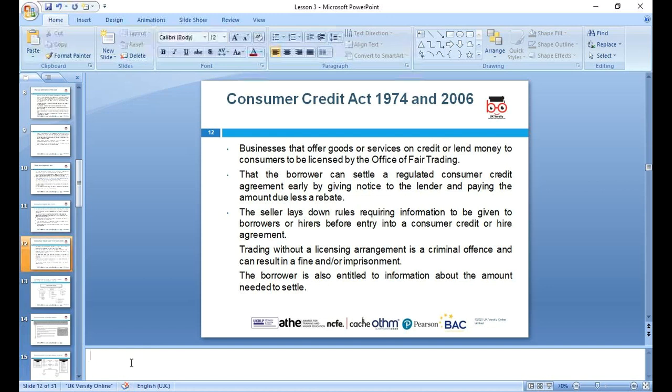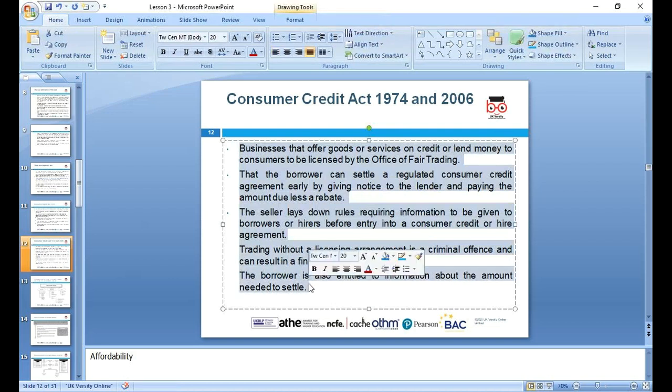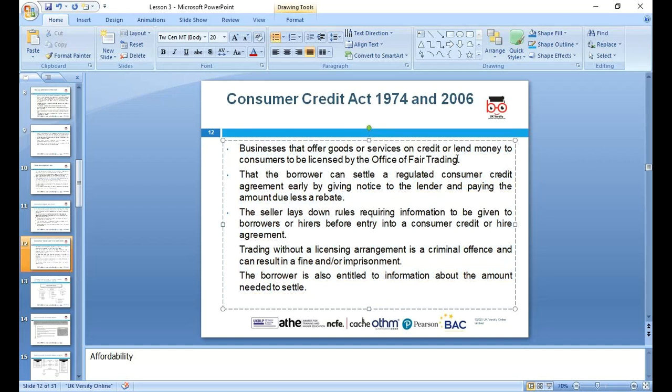Okay, next, Consumer Credit Act 1974 and 2006. If you're giving credit to somebody, it's illegal to give the credit without checking affordability. Affordability means if people can't afford it, you shouldn't give them the credit card. That's why the credit check is very important. It's a crime to give a credit card when they can't afford it and can't pay it, because their life can be affected and they can default or go bankrupt.